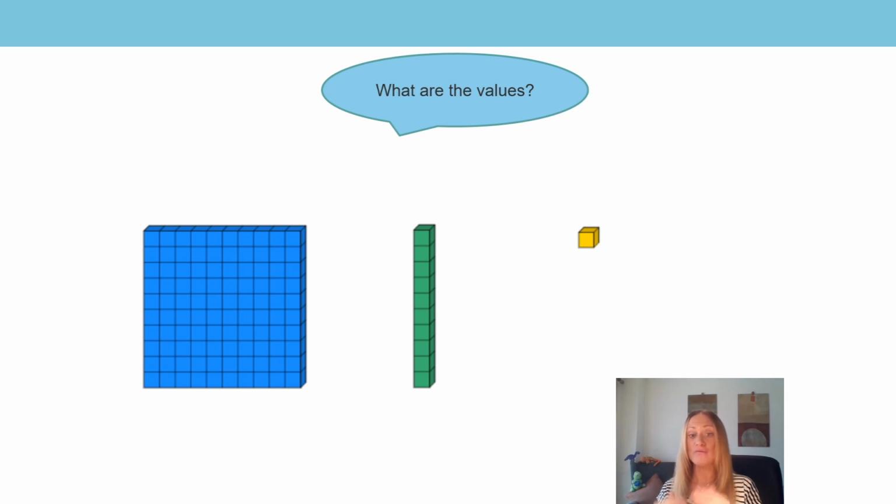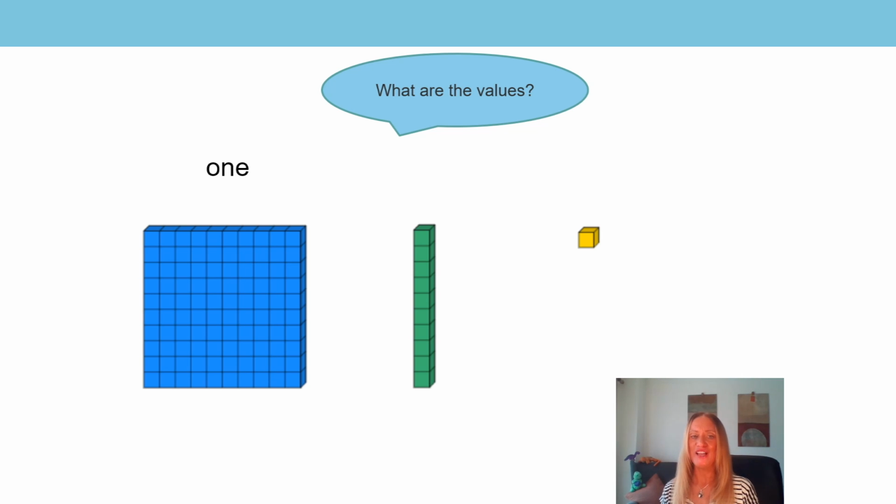Or I can have a number line that represents 100, from 0 to 100. And in this case, I can assign any value to this equipment. So what if I told you that I'm going to say that the blue block has a value of, you guessed it, 1. So my blue block has a value of 1.